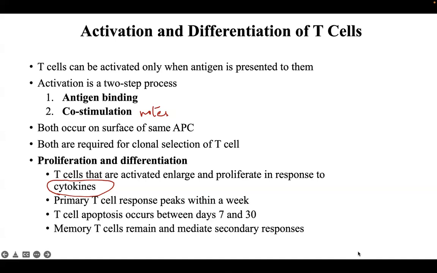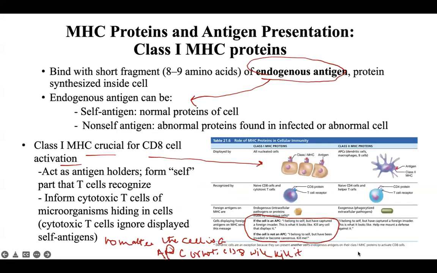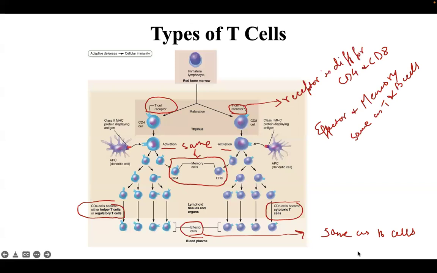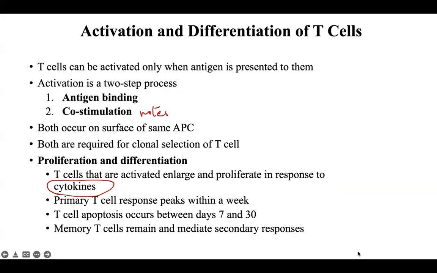And when I'm saying clonal selection, I basically mean this whole process by which T cells are produced, activated and proliferate. That's clonal selection. Clonal selection means they're making clones, more copies. So more copies of helper cells or effector cells are being produced. So for activation, they will undergo the same clonal process. And when it comes to proliferation and differentiation, they are activated, enlarge and proliferate in response to cytokines. Okay, so for today's lecture, this is what we are going to focus on.